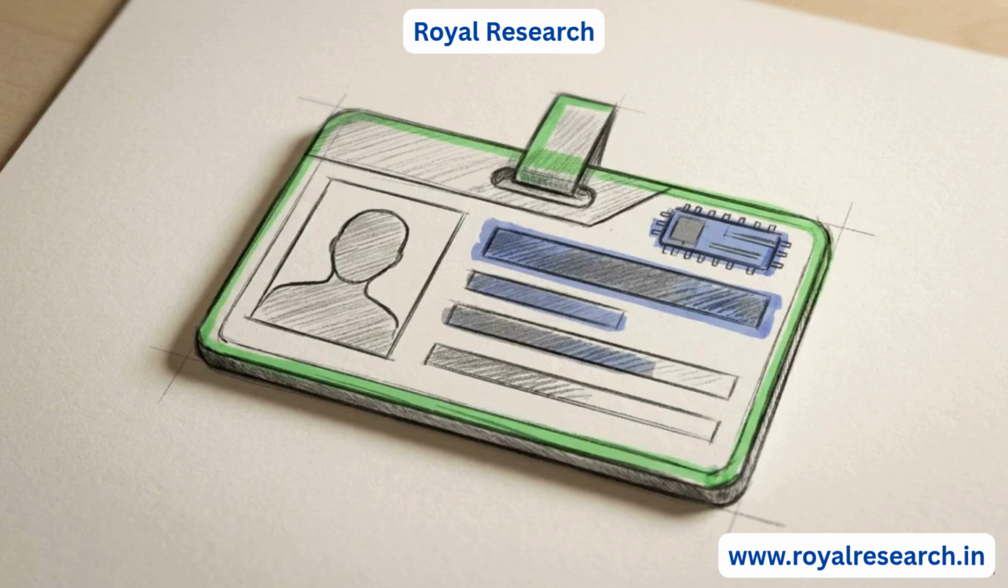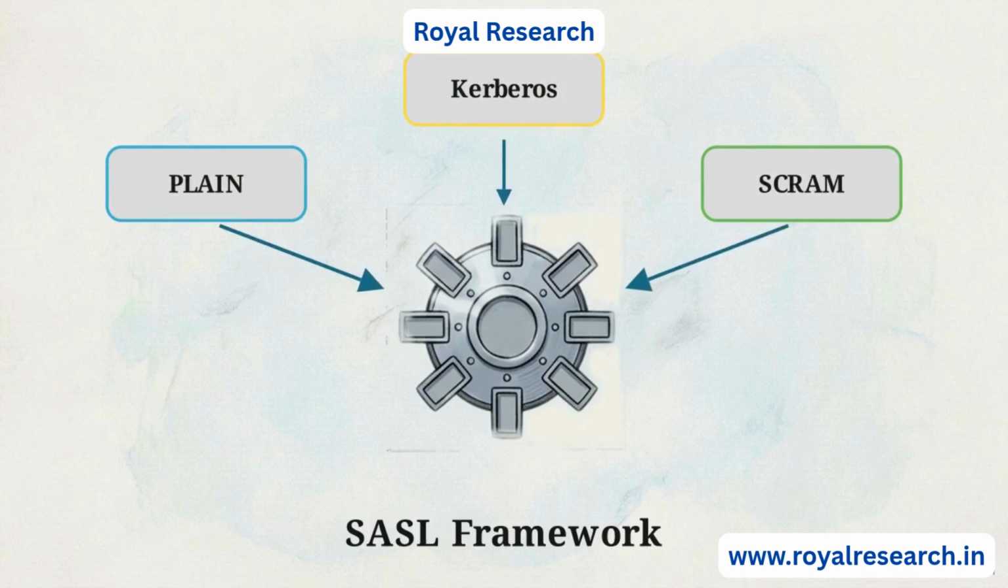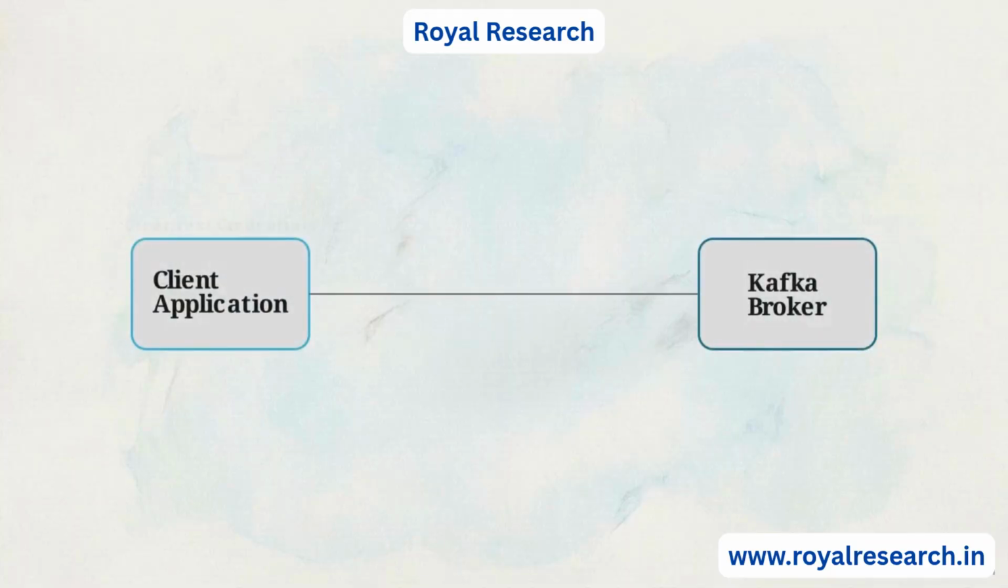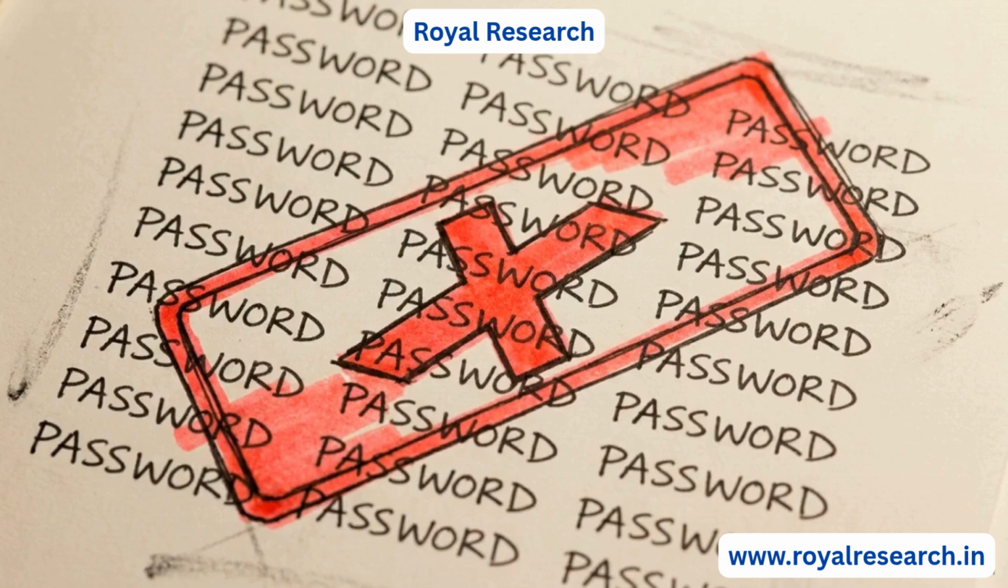SASL is a framework that allows Kafka to plug in various connection-based user authentication methods. The most basic authentication mechanism is SASL/plain. This requires the client application to submit a standard username and password to the broker for verification. Because SASL/plain transmits credentials in clear text, it is completely unviable for enterprise use on its own. It must be deployed strictly inside an existing SSL or TLS encrypted tunnel to protect those credentials from exposure.